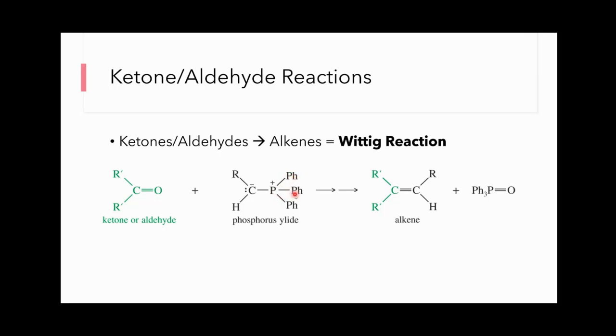Basically, if you have a PPh3, this is called a ylide. It will replace the group connected to the PPh3 and replace the oxygen with it. So this substituent right here, or this R group here, will replace this oxygen.